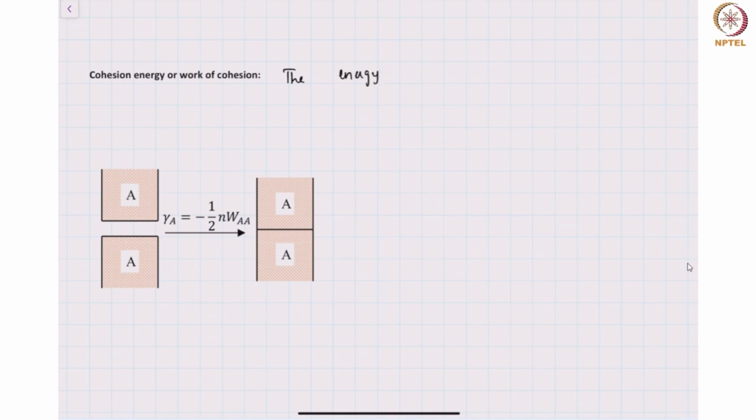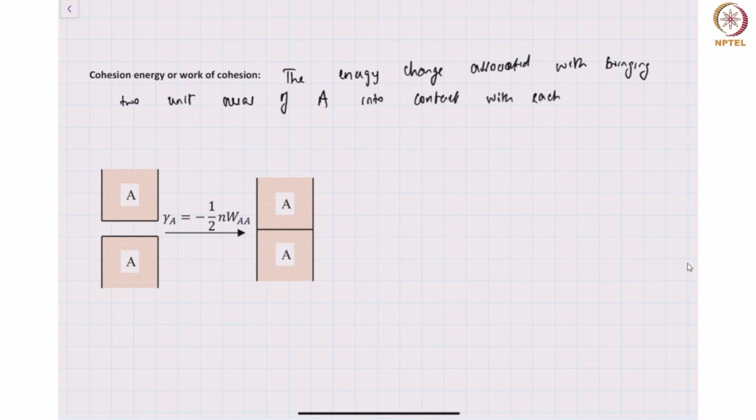The energy change associated with bringing two unit areas of A into contact with each other in vacuum is called the cohesion energy or the work of cohesion.